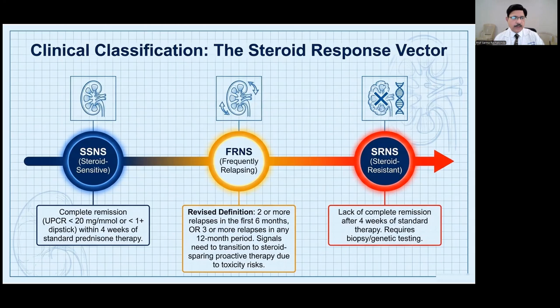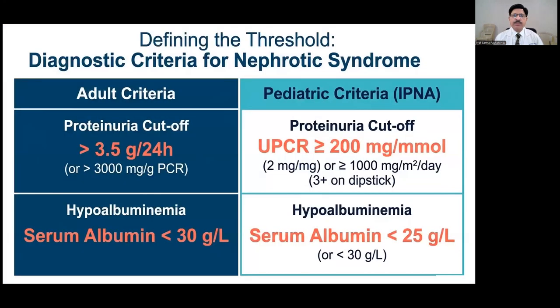Genetic testing is highly essential. Now, what are the adult cutoff points? We are interested in the adult. Proteinuria cutoff point: more than 3.5 grams of proteinuria, or 300 milligrams per gram in the protein creatinine ratio. Hypoalbuminemia: less than 30 grams per deciliter serum albumin. I am not touching the pediatric guidelines.